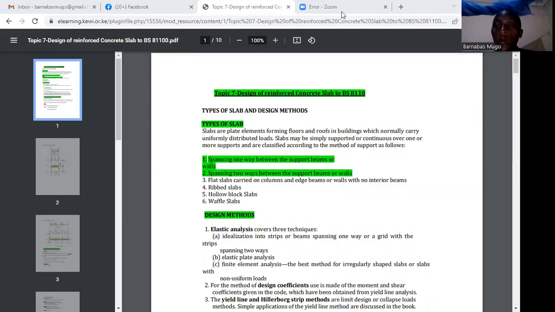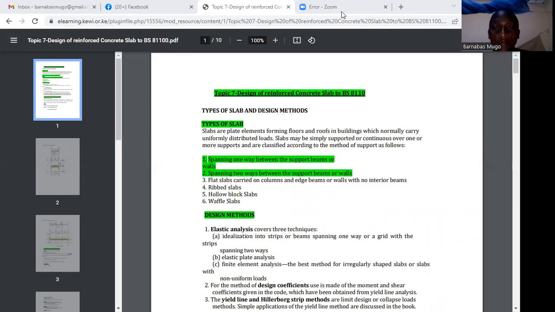So in this unit, or in this subtopic, we are supposed to learn about the design of reinforced concrete slab. And when we're looking at the reinforced concrete slab, we are supposed to design it according to BS 8110. And generally, there are two main types of slab that we're going to deal with. One of them is called the one-way spanning slab, and another one is called the two-way spanning slab.